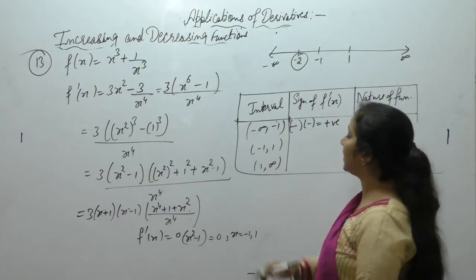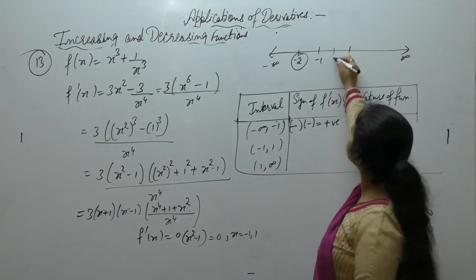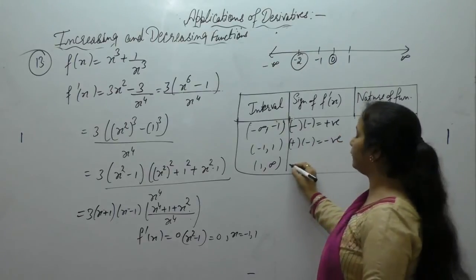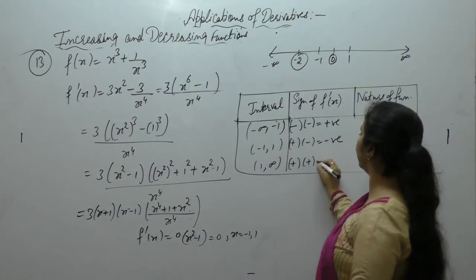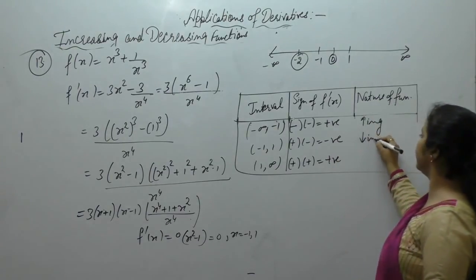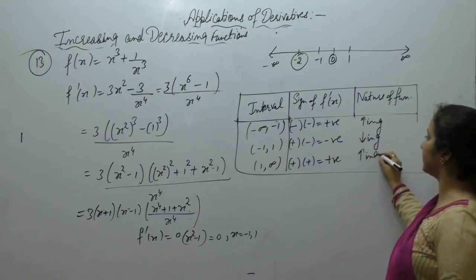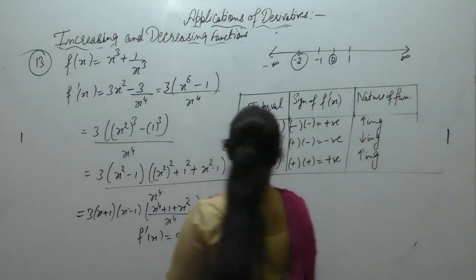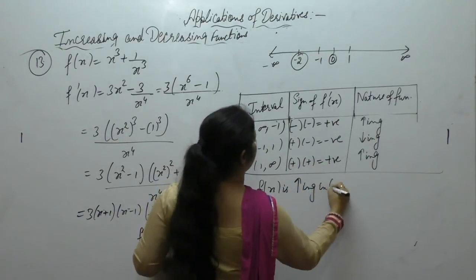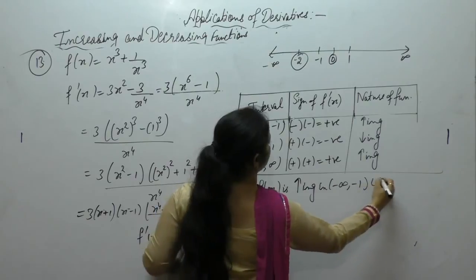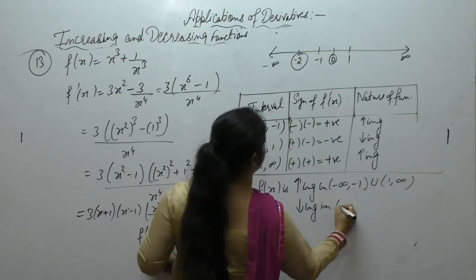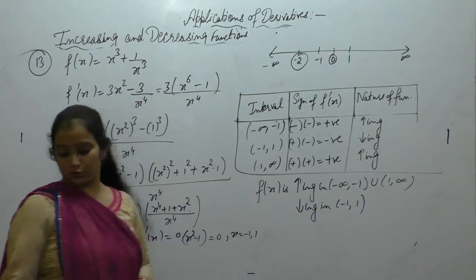Now -1 to 1, let the number be 0: 0 + 1 and 0 - 1. 1 to infinity: 2 + 1, 2 - 1. Positive means function is increasing, negative means function is decreasing. Now f(x) is increasing in -infinity to -1 union 1 to infinity, and the function is decreasing in -1 to 1.